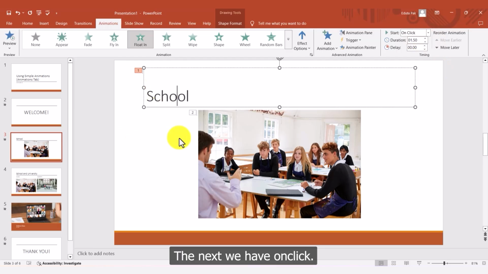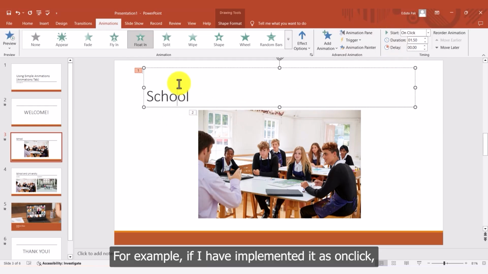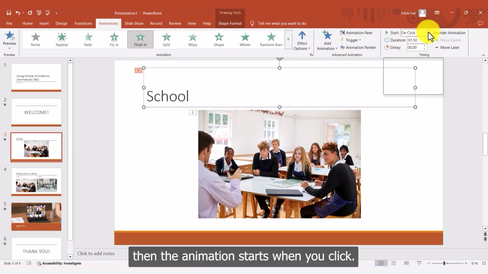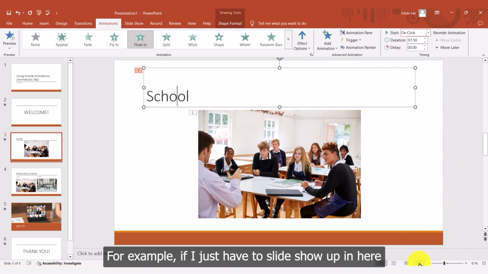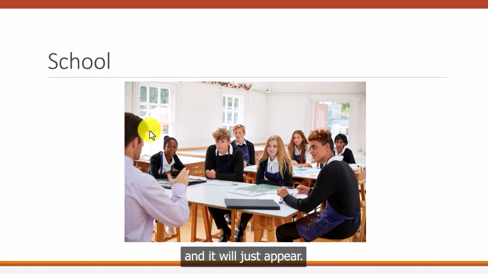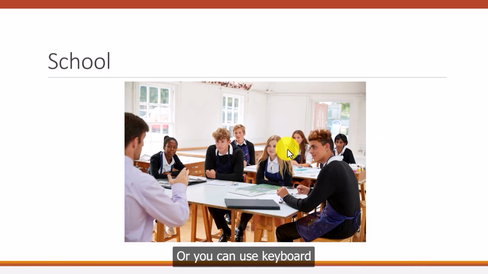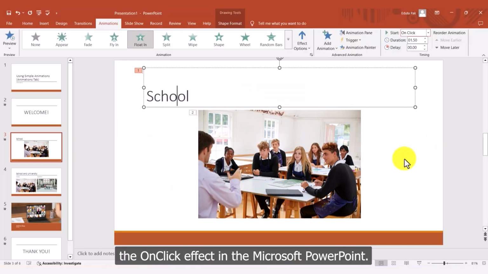The next we have on click. The animation starts when you click. For example, if I have implemented it as on click, then the animation starts when you click. If I go to the slideshow in here, you can just click the mouse and it will appear. You can use the mouse by clicking, or you can use the keyboard by pressing next or enter as well. So this is how you can implement the on click effect in Microsoft PowerPoint.